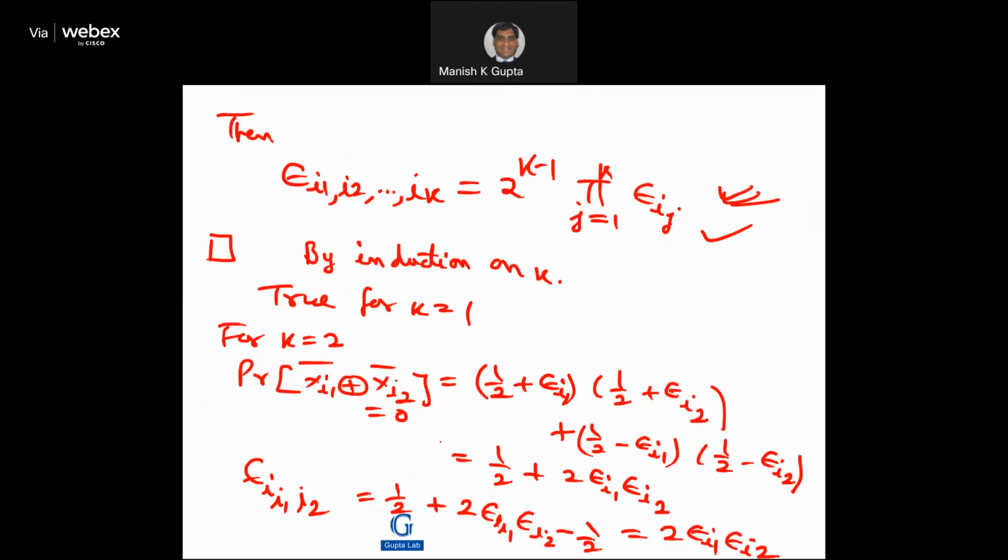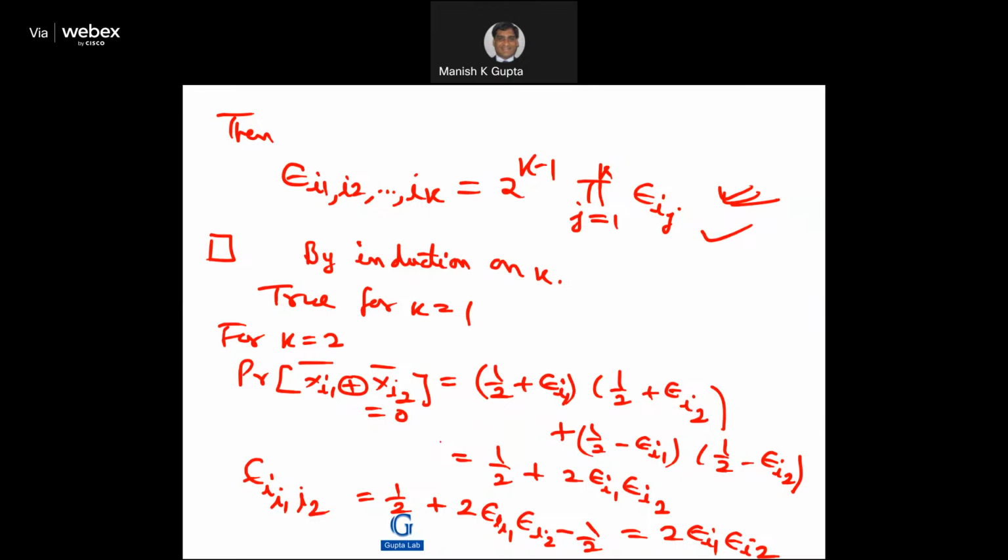Then the piling up lemma says that this value is 2 raised to the power k minus 1 times the product, j equal to 1 to k, of epsilon ij. And many times when things are complicated, proofs are very simple using induction, right? We say that we can prove it by induction. How do we prove it by induction?